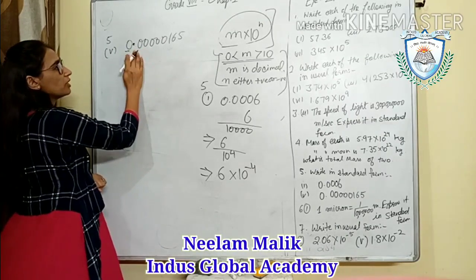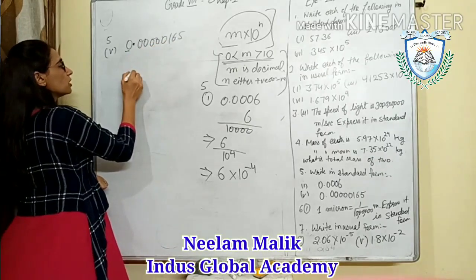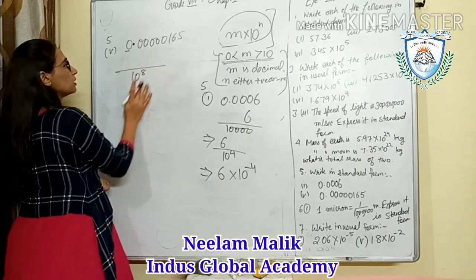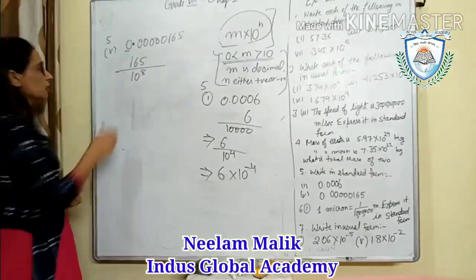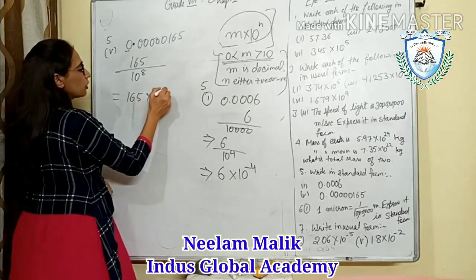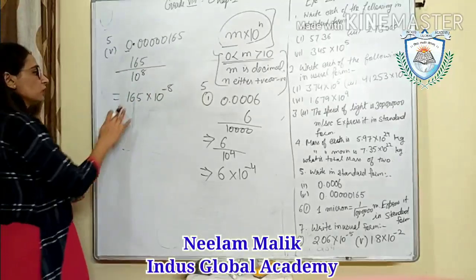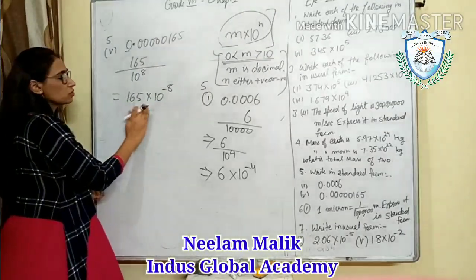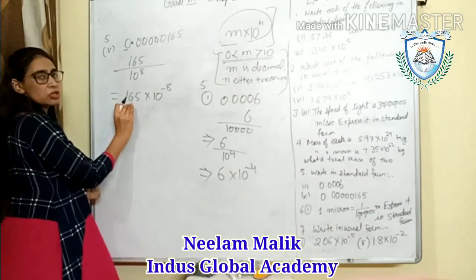After the decimal, how many digits? 1, 2, 3, 4, 5, 6, 7, 8. So that means 10 raised to power 8 will be in the division. At the top it will be 165. Now you can write this 165 into 10 raised to power minus 8. When it goes to the top, the power will be negative. So this is not in decimal form, and this is not between 0 to 10.